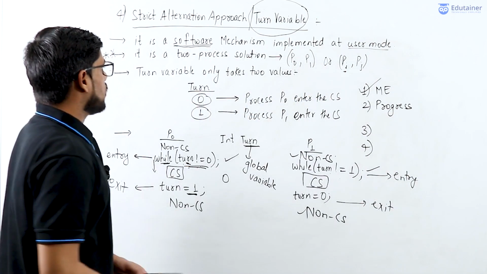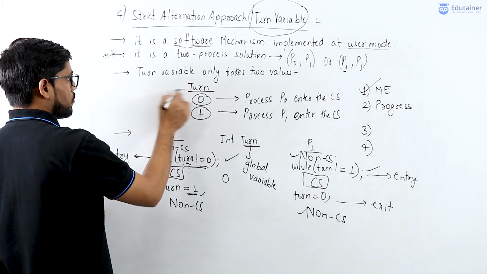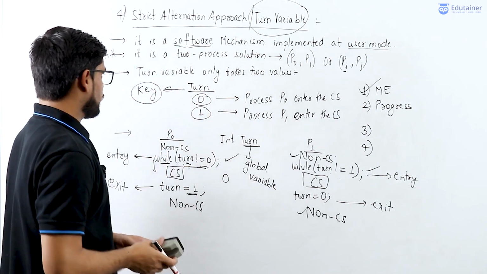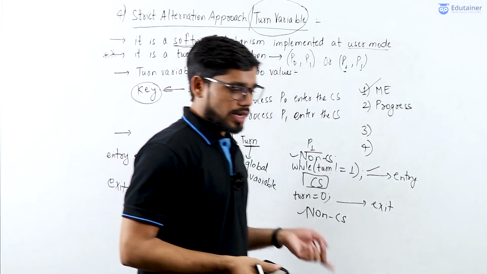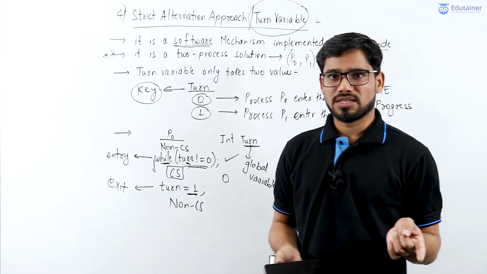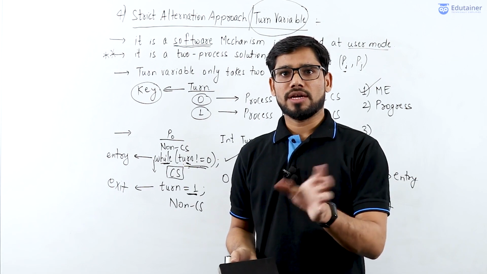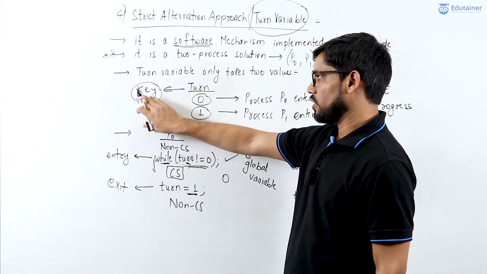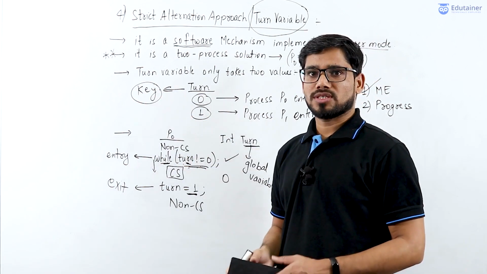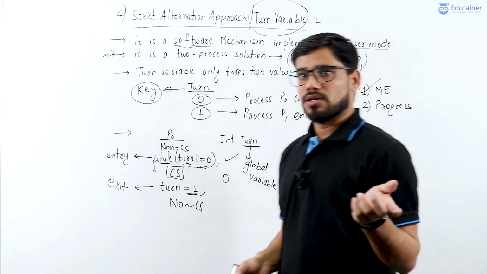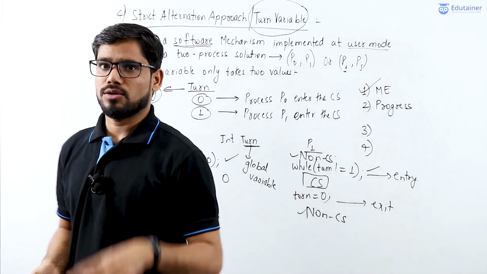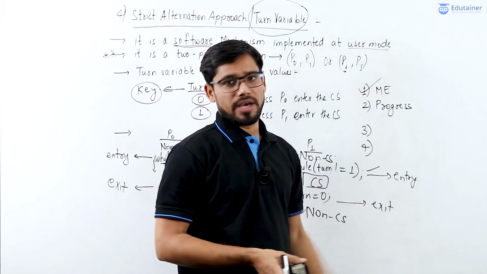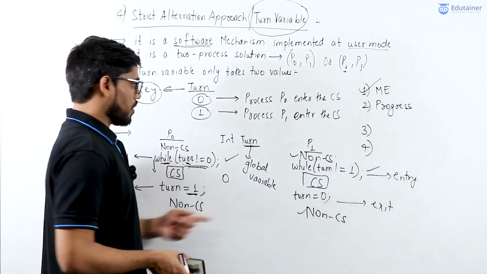You can consider the turn variable as a key. This key is given to one process so that the process can use the critical section and then give the key back to the other process. But what happens if the key is given to some process and that process is not interested in giving it back to the other process? In that scenario, progress is not guaranteed.